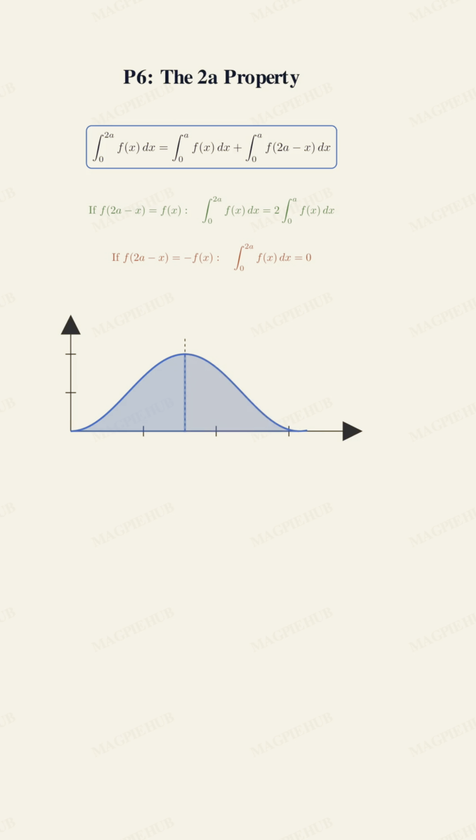Property 6 is the 2a property. The integral from 0 to 2a of f of x can be split using King's rule. If f of 2a minus x equals f of x, then the integral doubles. If f of 2a minus x equals negative f of x, the integral is 0.